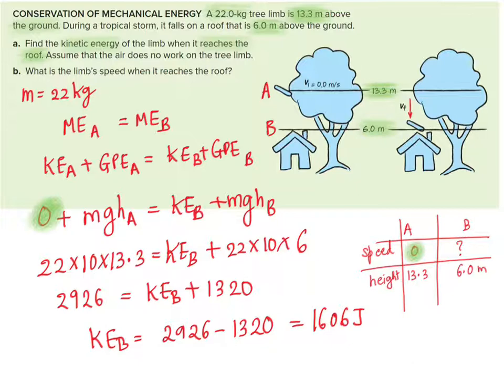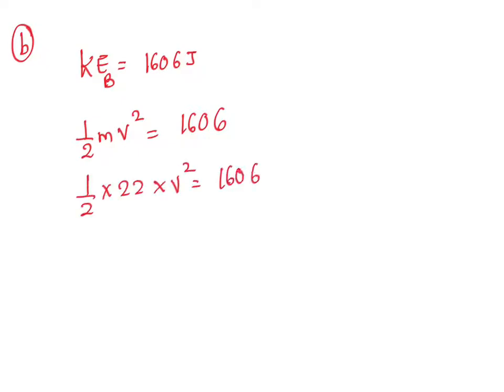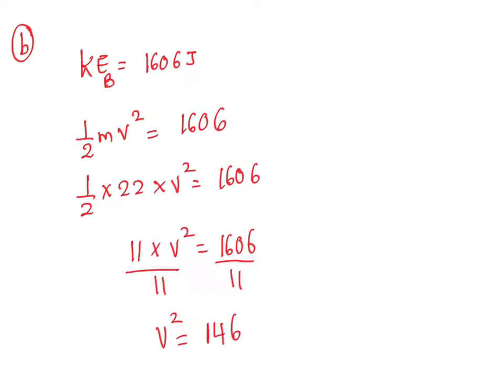That's our first part. Second part, it's asking what is the limb's speed when it reaches the roof. So now it's asking for speed. We already got kinetic energy. We want to find the speed. So we just copy the kinetic energy number which we got in the previous part, we copy it here. And we write the formula for kinetic energy, which is half m v squared. Again, replacing the numbers, solving using our calculator, we get v squared as 146.